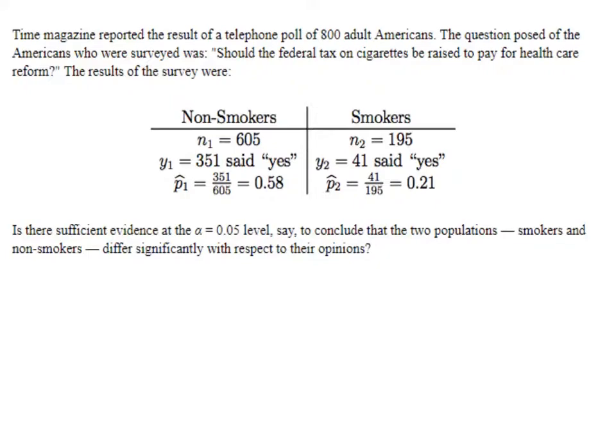So, this is just saying differ, we're going to run this as a not equal to. Okay, so our null is that the proportion of non-smokers is equal to the proportion of smokers. Our alternative is that they are not equal.